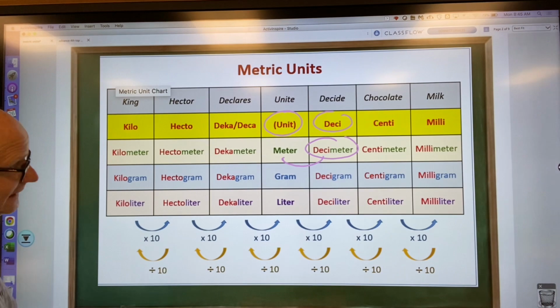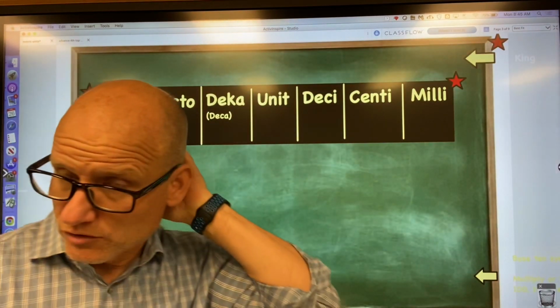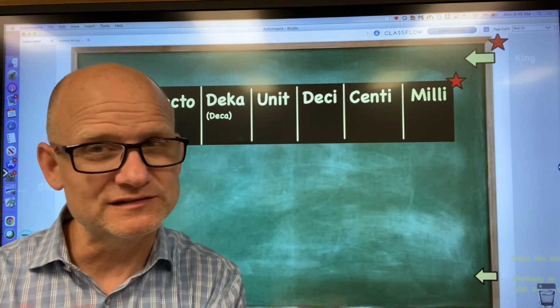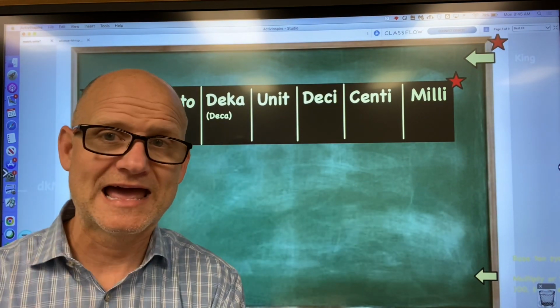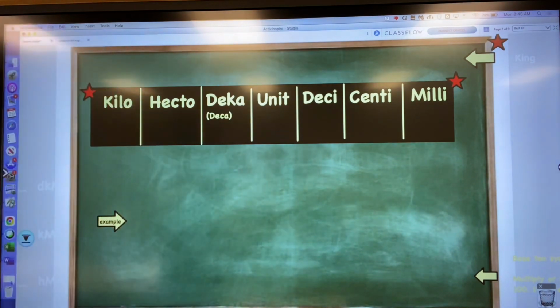So one thing I need you guys to do though is to write this chart down. Go ahead, press pause, write this chart down. You need to memorize the order that it goes: kilo, hecta, deca, unit, deci, centi, milli. Press pause, go ahead, do that.